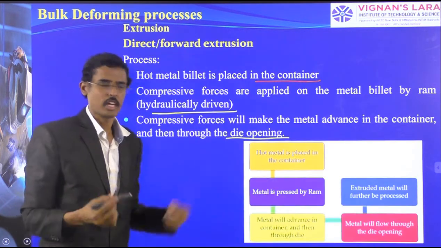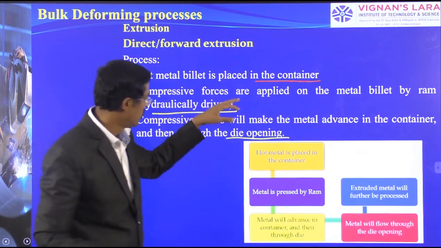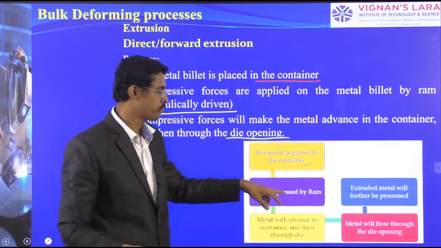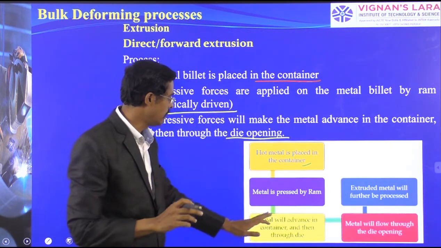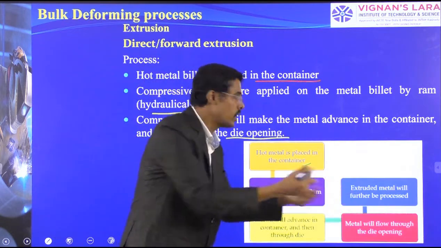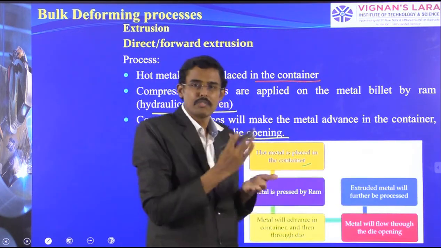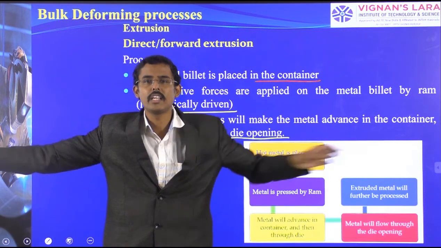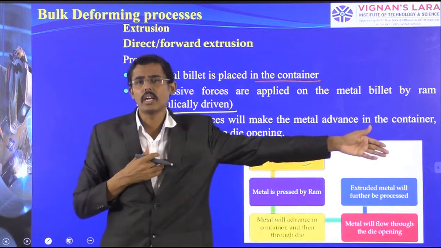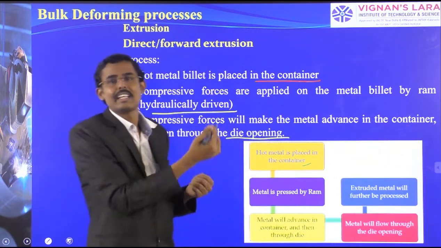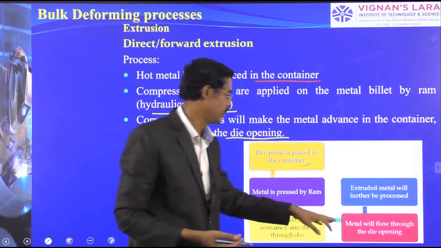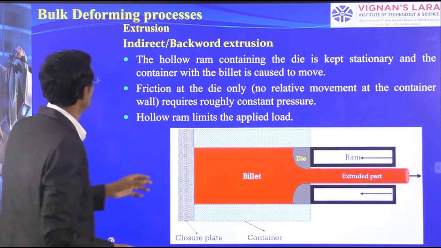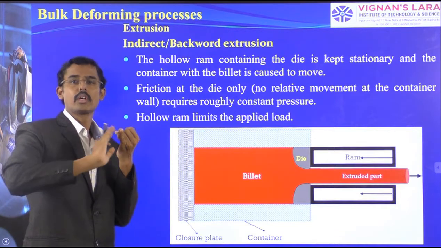So first, as a flowchart, hot metal is placed inside the container. The metal is pushed by the ram. The metal advances in the container toward the other side. The extruded metal will further be processed for secondary treatments. It is extruding as a lengthy pipe. I have no need of that lengthy pipe; I need a short pipe, so I am cutting it. I need another lengthy pipe, so I leave it and cut. Some secondary treatments can be done there. After that, metal flows through the die opening. Now, we have seen forward extrusion.